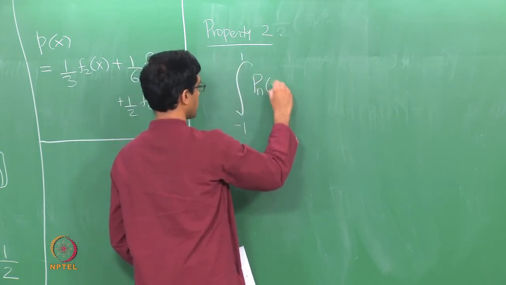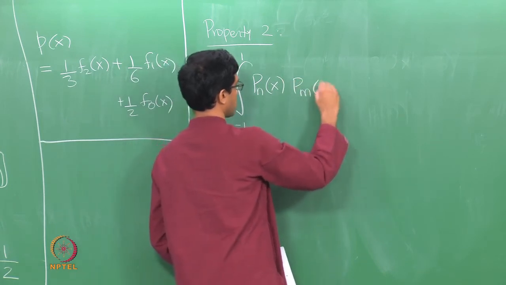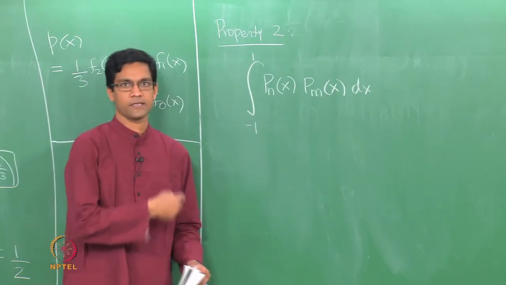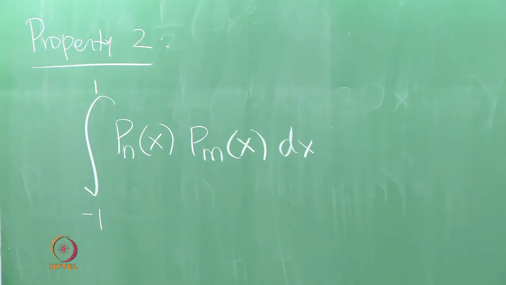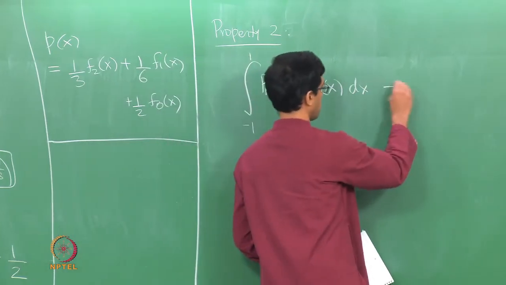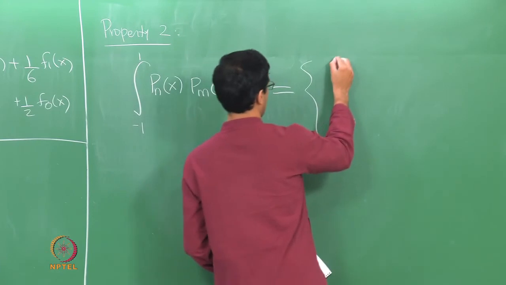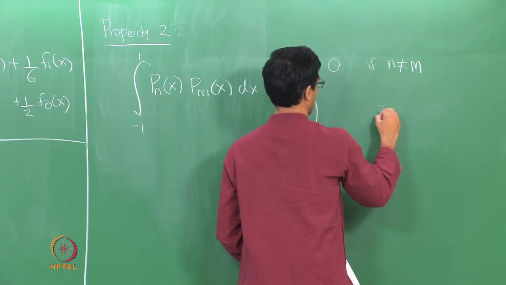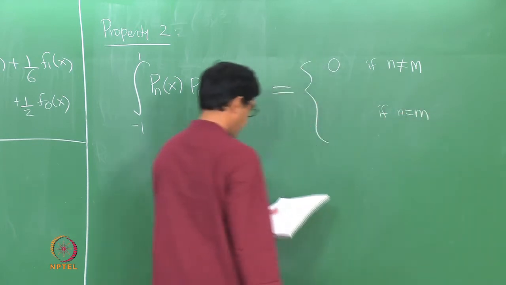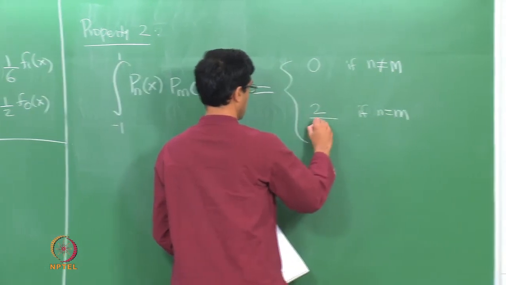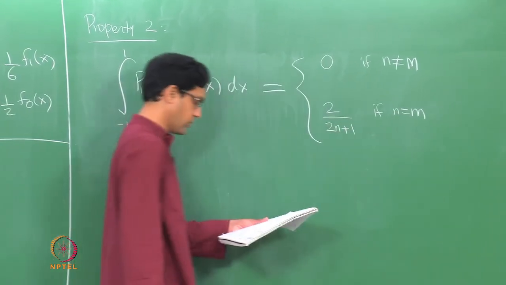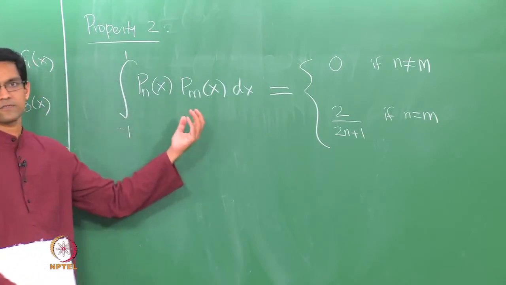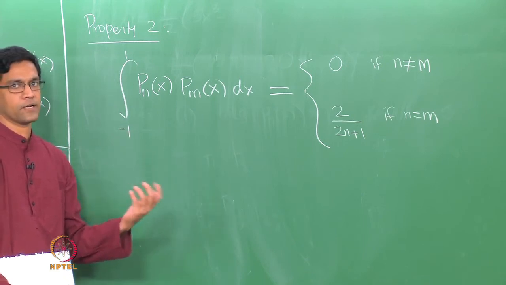So if I take two Legendre polynomials Pn of x and Pm of x and I integrate them, I take the definite integral from -1 to 1, then it turns out that the answer is 0 if n is not equal to m, and you get some non-zero answer, which is 2 divided by 2n plus 1 if n equals m. Okay. Now this is somehow the heart of the key property of the Legendre polynomials.